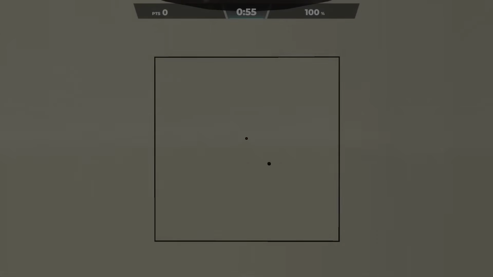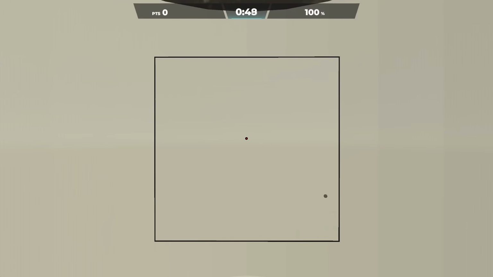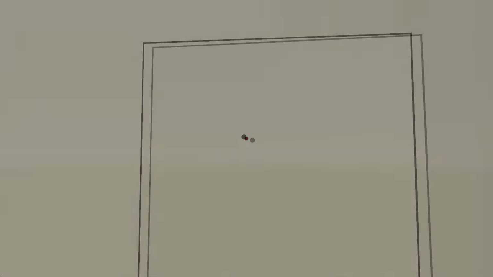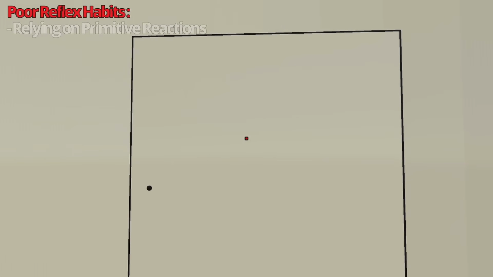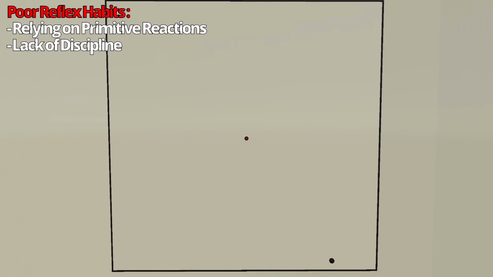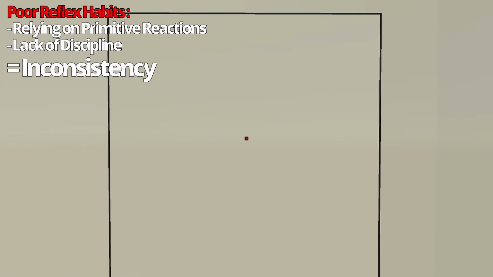Minigod describes it best. The task on the display presents one target appearing in a limited time window, which means that if we don't perform our aiming motion fast enough, it will simply despawn. Most players will try to approach it in the most instinctive and natural way, which is as displayed, relying heavily on pure reaction time with no discipline involved. This means our aiming motions are not performed as consistently as they could with correct reflex aiming habits.